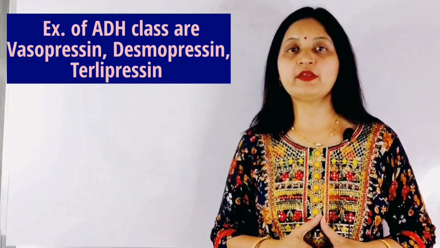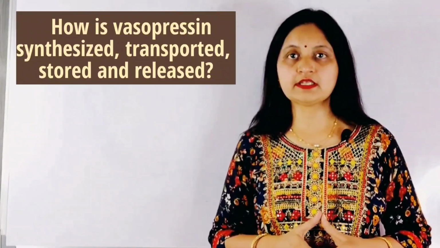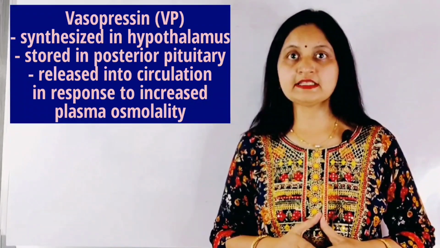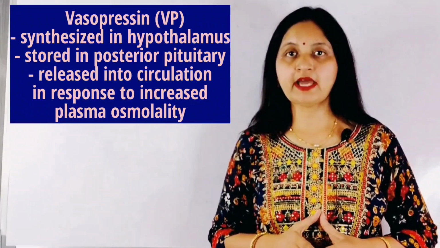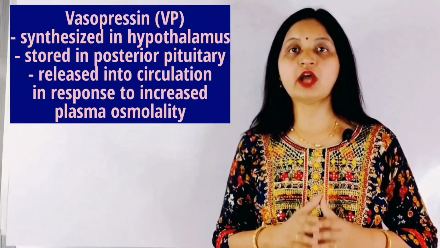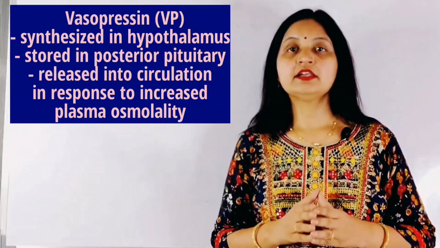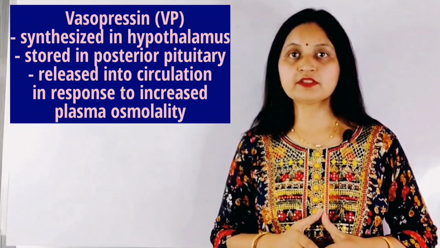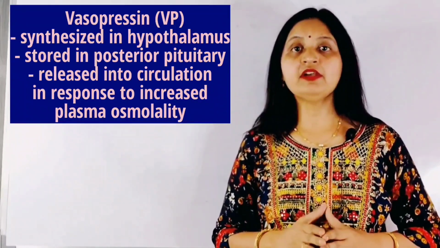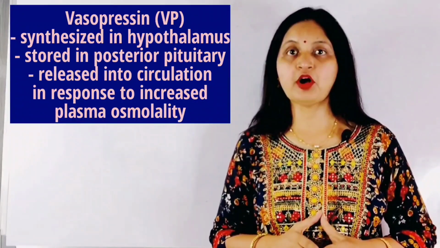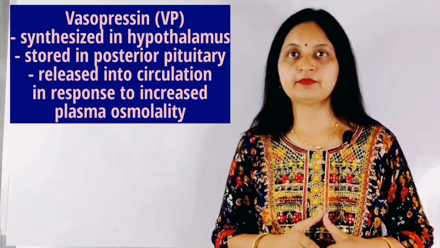So how is vasopressin synthesized, transported, stored and released into the circulation? Vasopressin or antidiuretic hormone is synthesized as a peptide prohormone in the neurons of the hypothalamus. It then travels down the axon and terminates in the neural lobe of the posterior pituitary, where it is stored in vesicles. It is then released into the circulation in response to plasma osmolality.